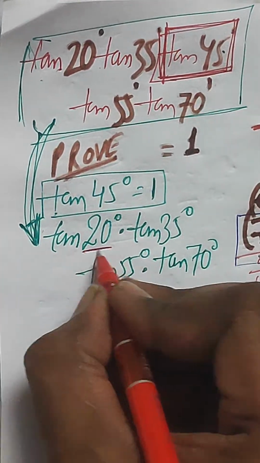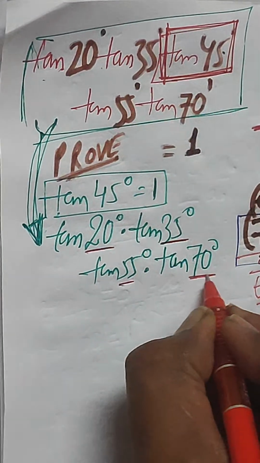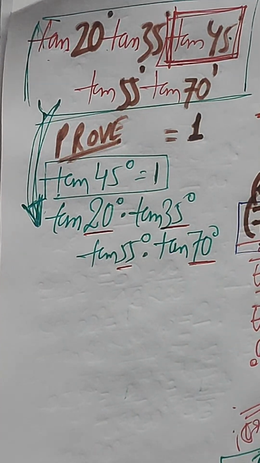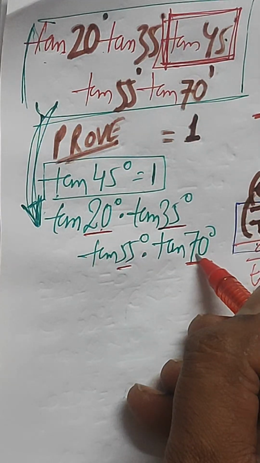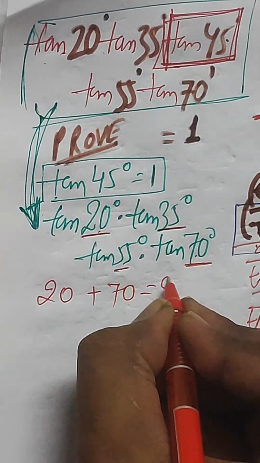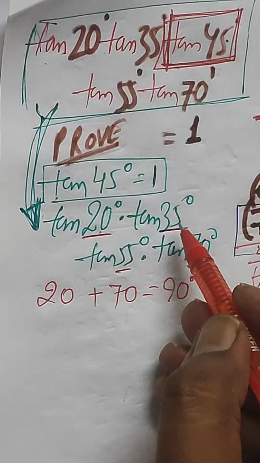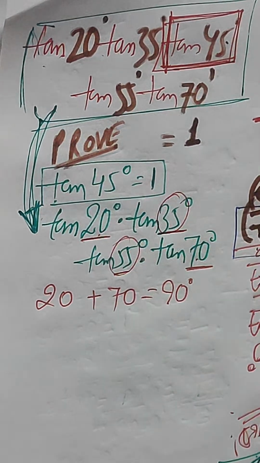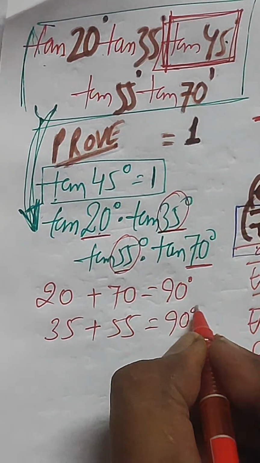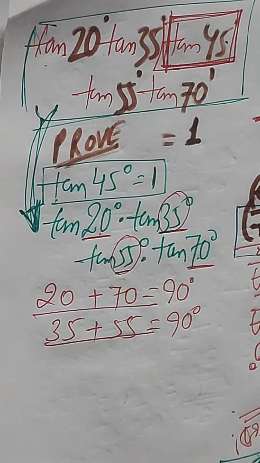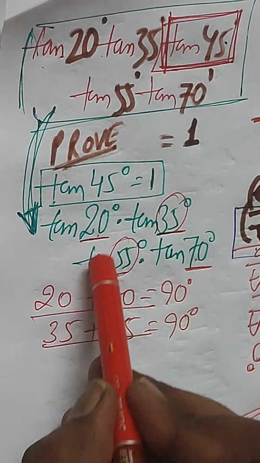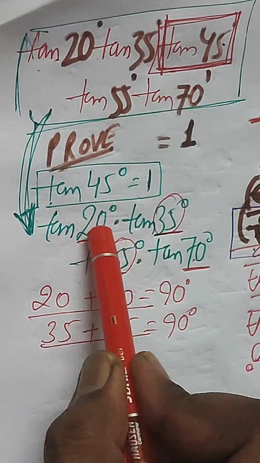Here you can see 20, 35, 55 and 70. Just think on it. 20 and 70 can be added to form 90. Similarly, this 35 and 55 can be added to form 90. Why am I saying this? Because if 20 plus 70 is 90, then this 20 can be written as 90 minus 70, isn't it?